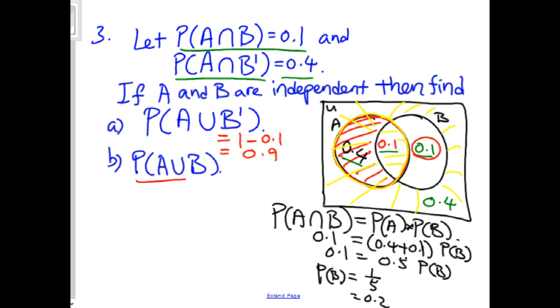Next is, what is the probability of A union B? Well, A union B in this case is easy to see. So this is the thing that we have to be considering. A union B is just going to be 1 minus 0.4, which is 0.6.